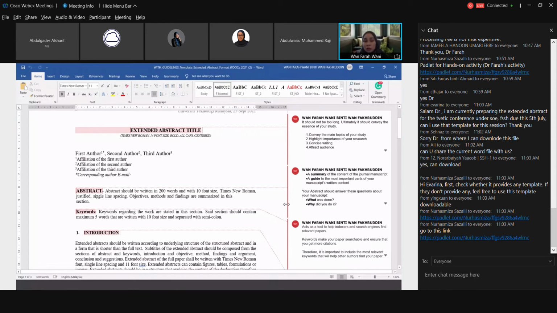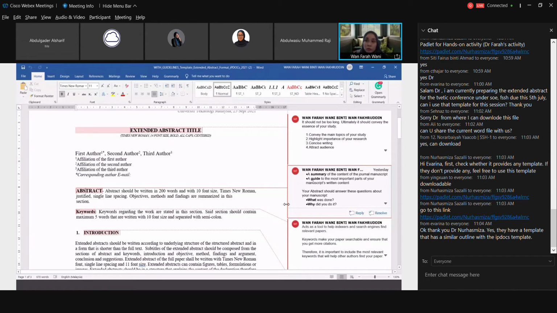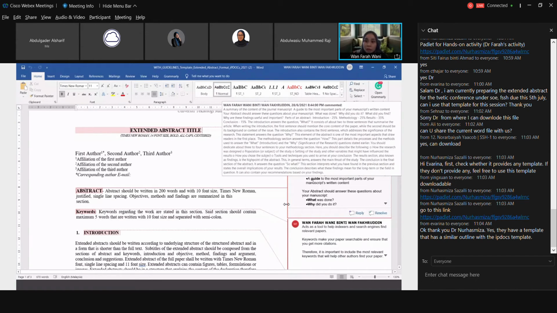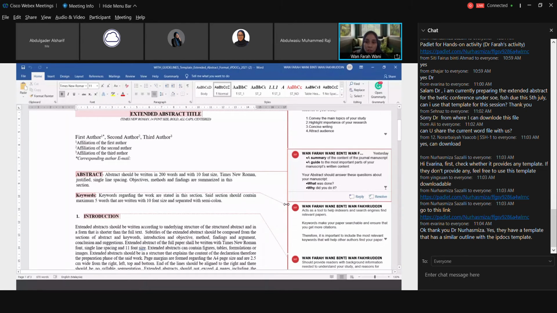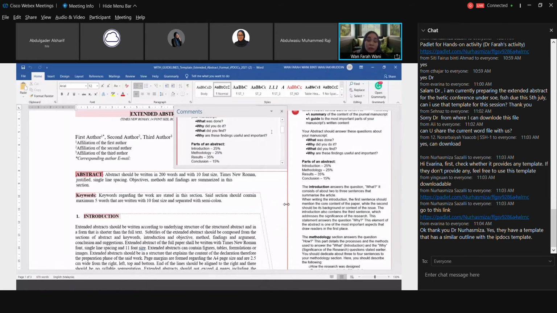So leave it for now, because you don't know what you will be covering in the results or findings section. So just leave it first, you do it last. It's the summary of the content of the journal manuscript or the extended abstract, right? Your abstract should answer all these questions, like what I've covered in the first slot with me just now.